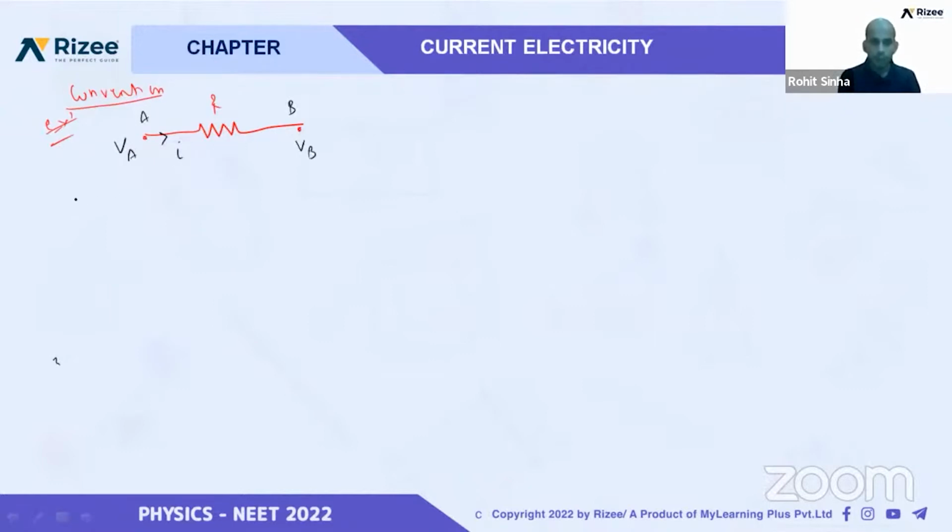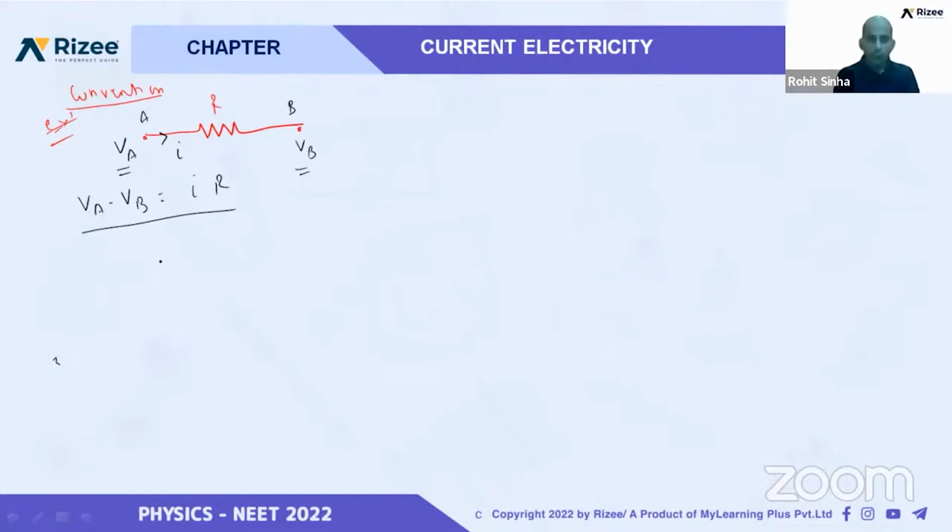By Ohm's law, VA minus VB, that is the potential difference, is equal to I into R. We know the potential VA is greater than VB, so this is the potential drop.